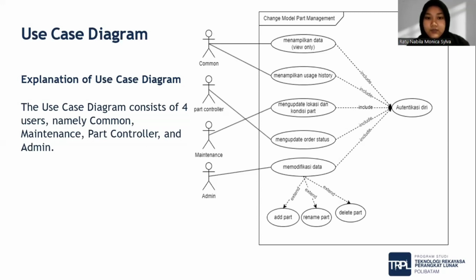On this slide, we have the use case diagram. For the explanation of our use case diagram, it consists of four actors or users, namely common user, maintenance, part controller, and the admin. All of them must have their own account to get into the system.